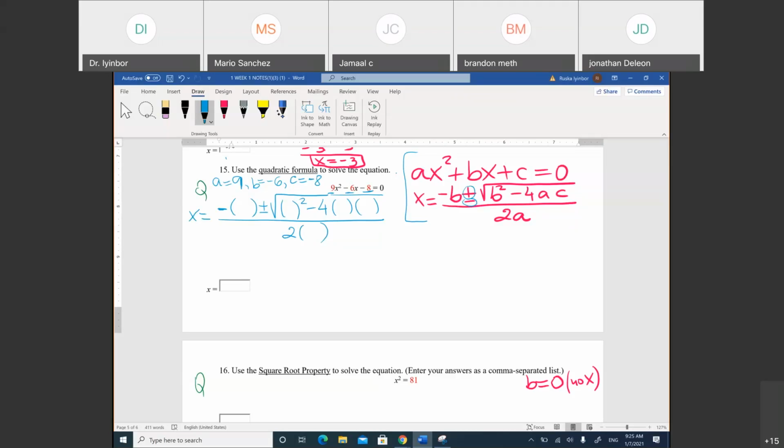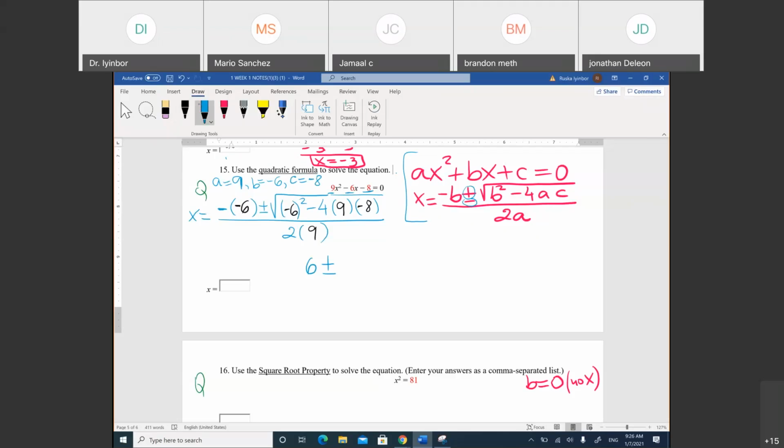Okay? And I'm going to replace. So the formula is negative B, and B by itself is negative 6. Then you have B squared, so you have negative 6 again. Minus 4AC. A is 9, and C is negative 8. And then over 2 times A, which is 9. So plug the numbers in the formula. Okay? Then from here, we're going to do one step like this. I'm going to do negative and negative. 2 negatives give me positive 6. I'm going to put plus or minus.